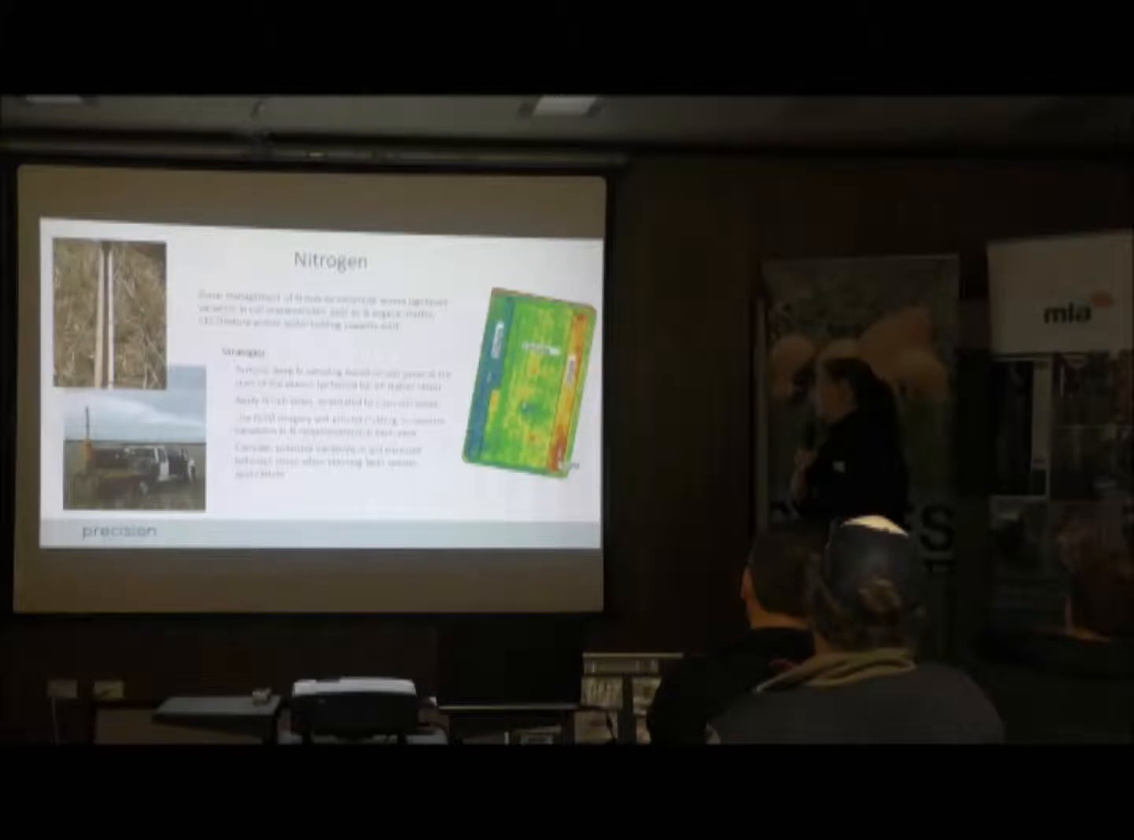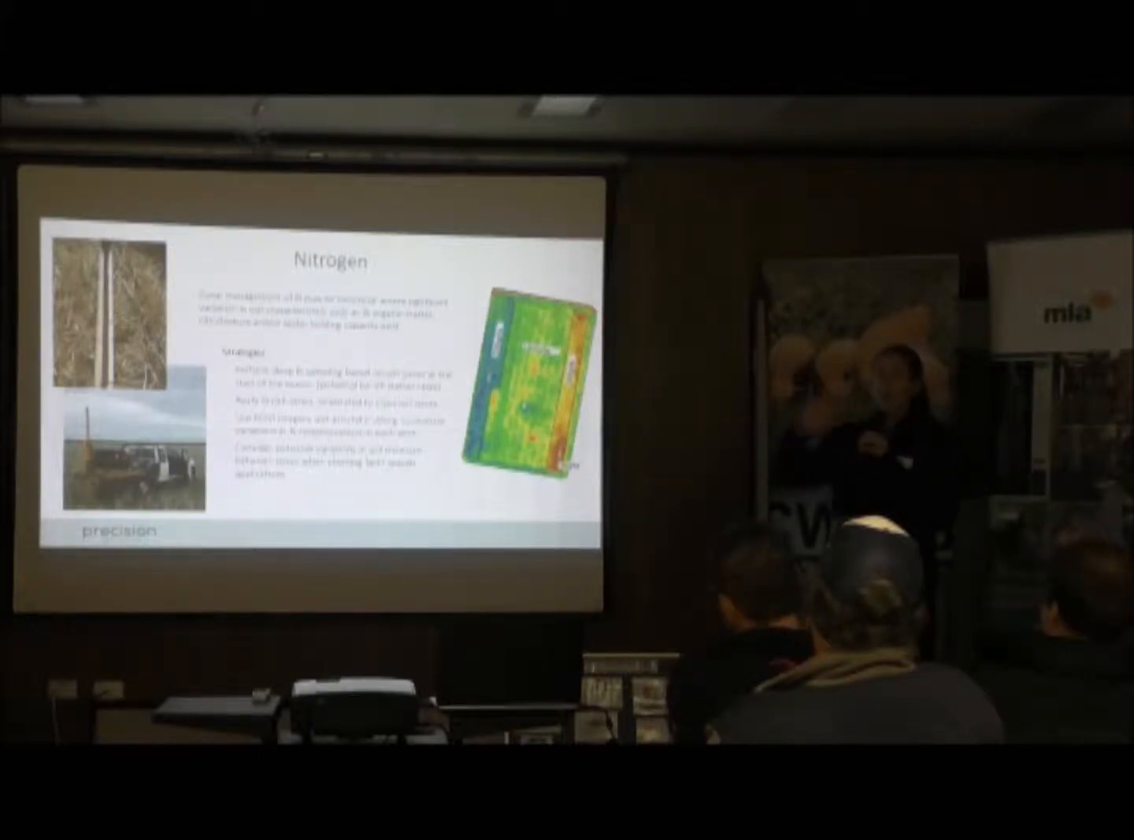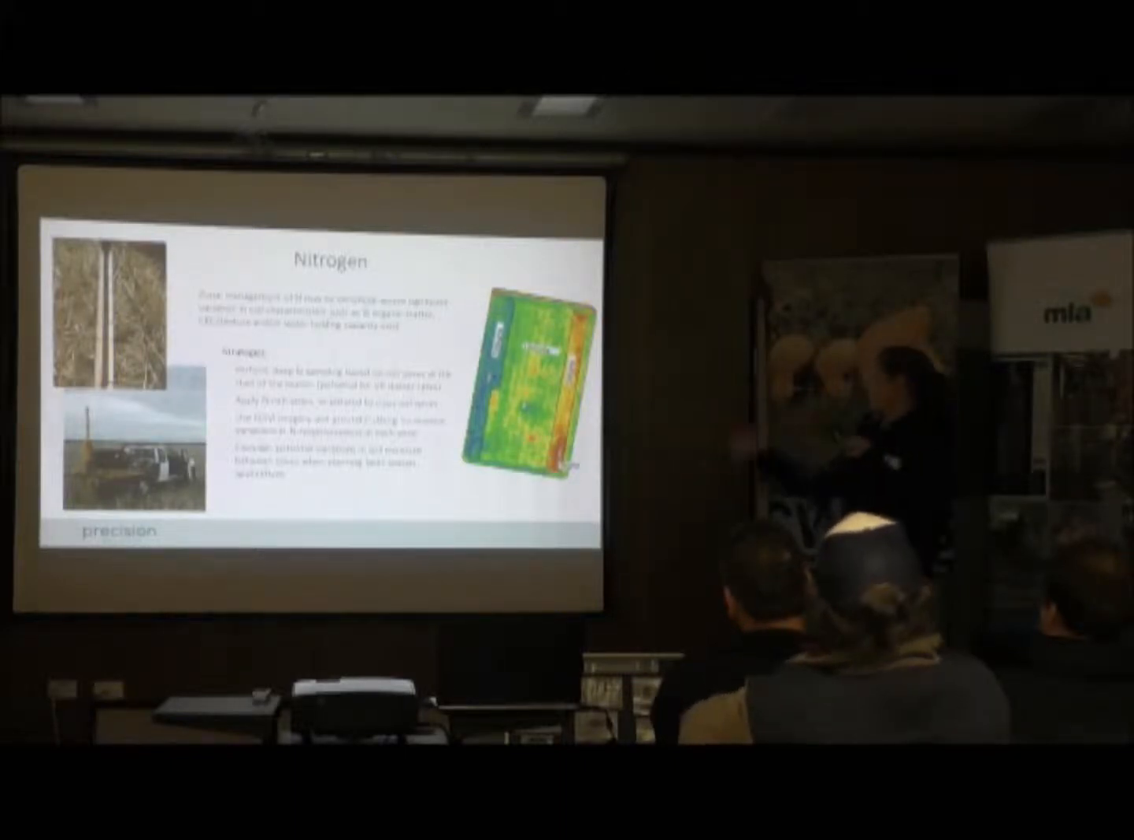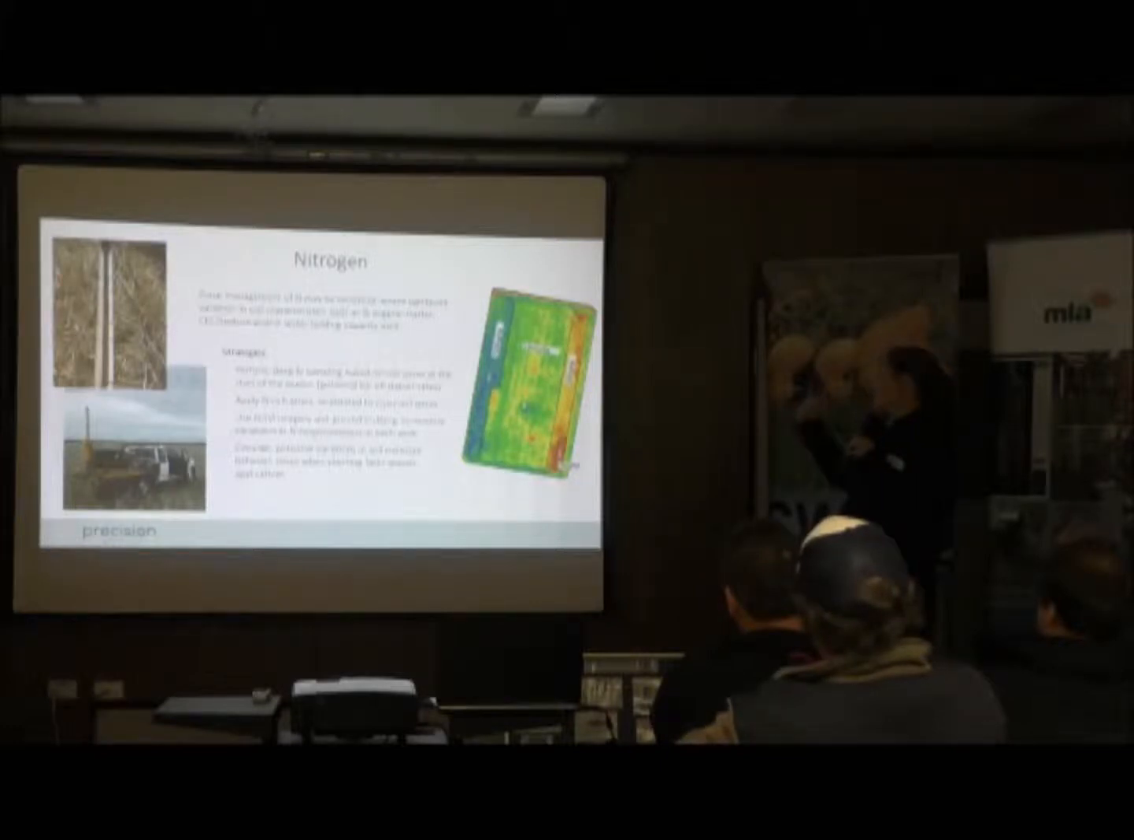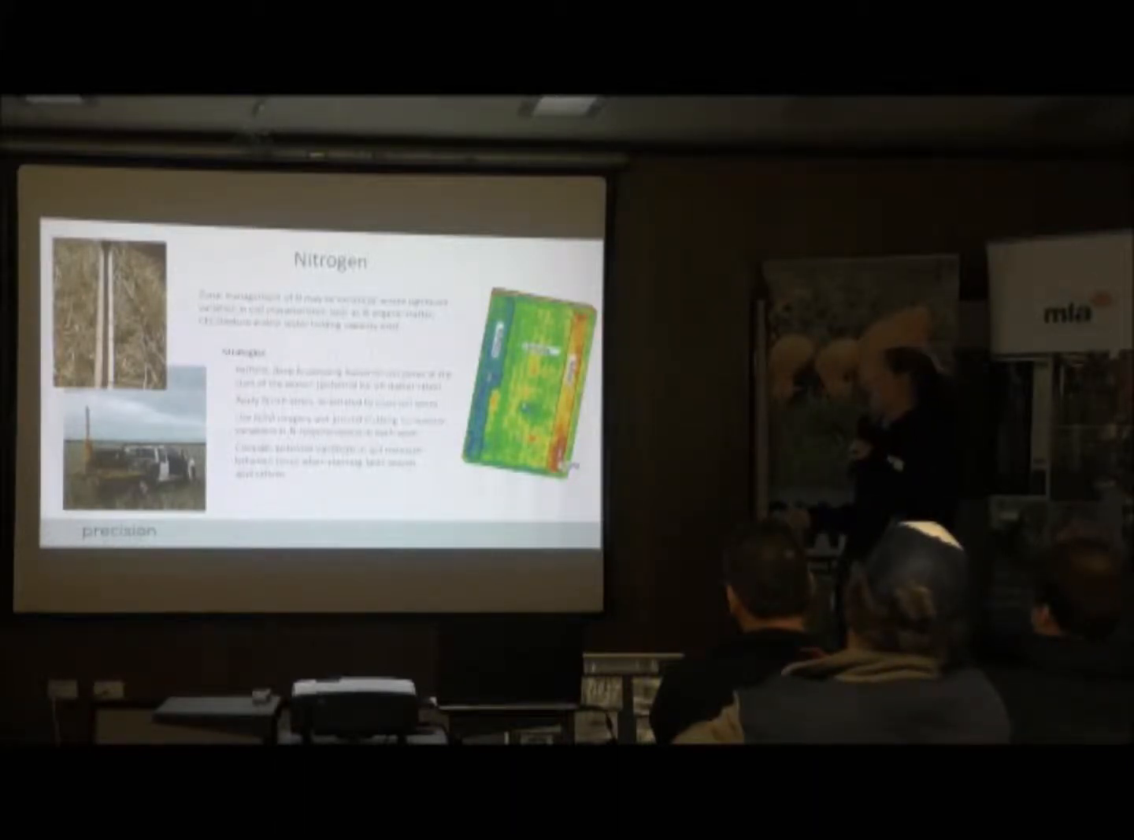Definitely a good idea if you can to put in some N-rich strips, and we want to orientate these across our soil zones. So we want to put them through areas that perform poorly and well, so we get a good cross-section to compare down the track. And then we can use NDVI imagery and ground truthing, or if you've got maybe a drone or something that you can get up and get some photos, to monitor the variations in N responsiveness along the strips and within each zone.